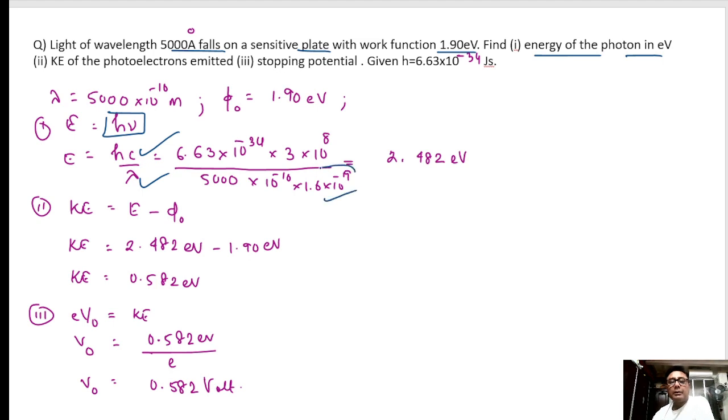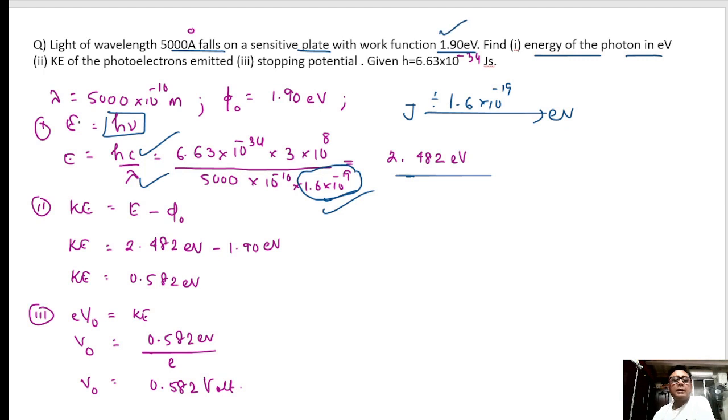So lambda incident I know. So we are dividing by 1.6 into 10 to the power minus 19 to convert the joules into electron volt. How to do that? Divided by 1.6 into 10 to the power minus 19. So here we are dividing and the answer is coming this. So this is the energy of the incident photons.